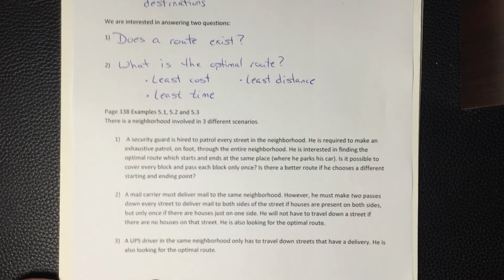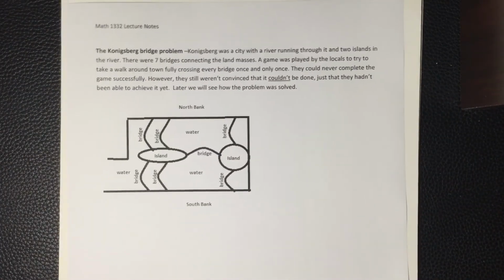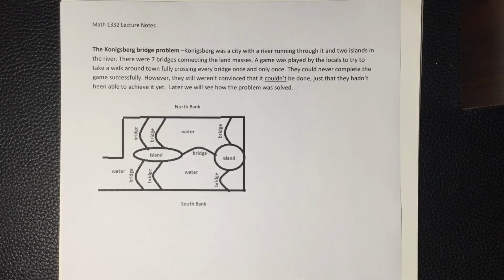So these are very practical, real-world questions. Now, graph theory came about from a famous street routing problem, and this one's called the Königsberg Bridge problem. So Königsberg was a city with a river running through it, and it had two islands in the river. There were 7 bridges connecting all the land masses. So a game was played by the locals. They would try to take a walk around town, fully crossing every bridge once and only once. The idea is you start and then you go back home. They could never complete the game successfully. However, they weren't convinced that it couldn't be done, just that they hadn't been able to achieve it yet.